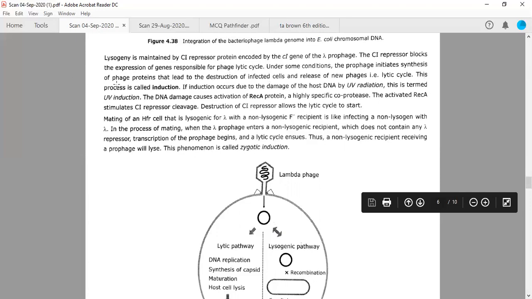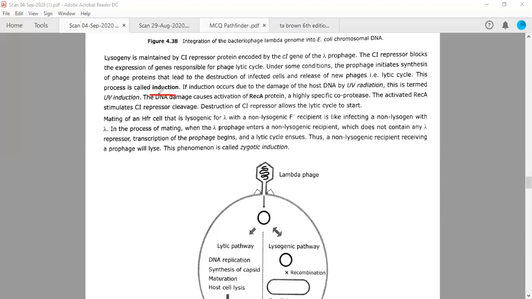That is the lytic cycle. This process is called induction. So the term prophage, the term induction, they will only come in temperate phages, means those phages, those viruses which will perform the lysogeny. Okay, so the induction is that particular process in which this phage will come out of this lysogeny and it will perform a lytic cycle to release the viral particles. So this is called induction.